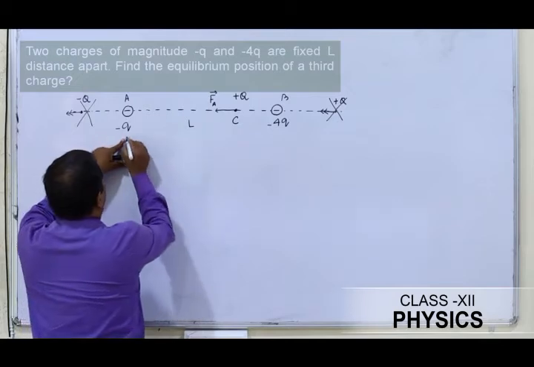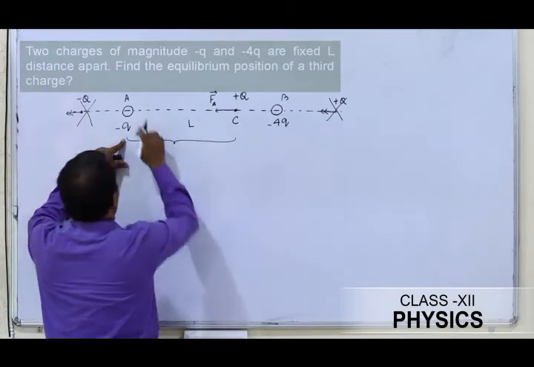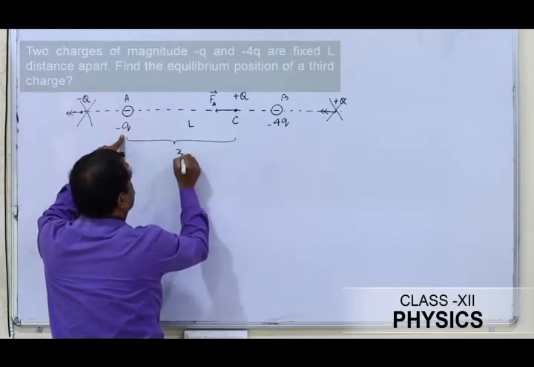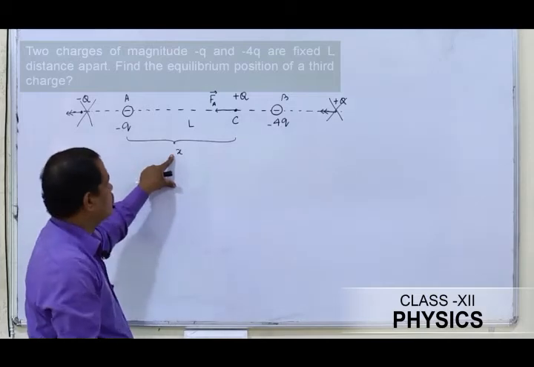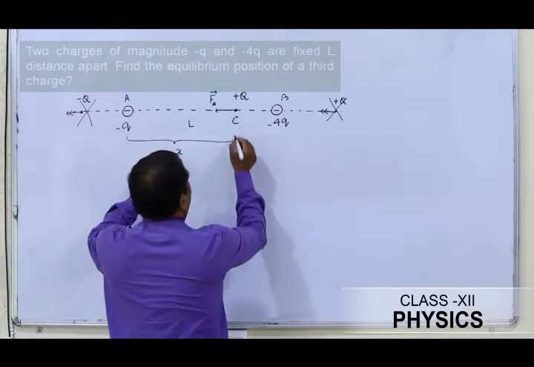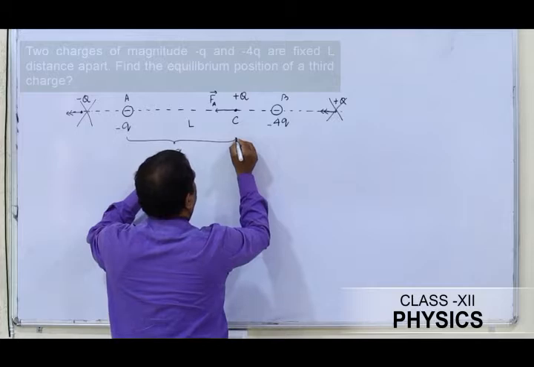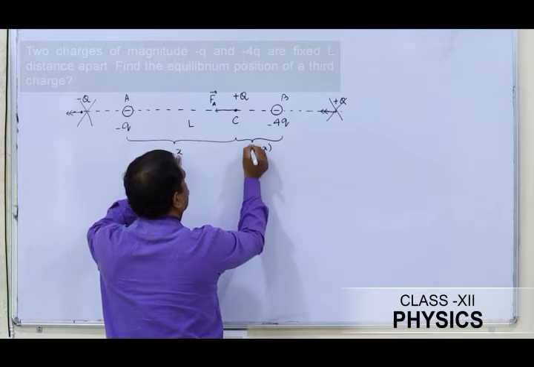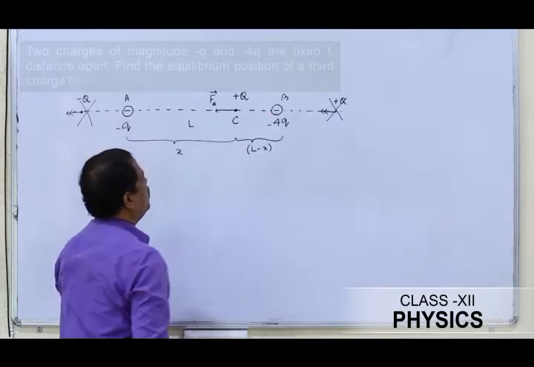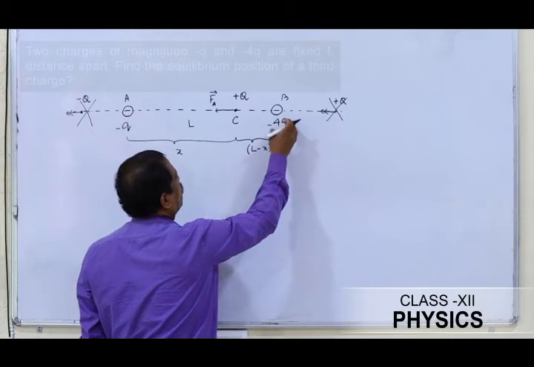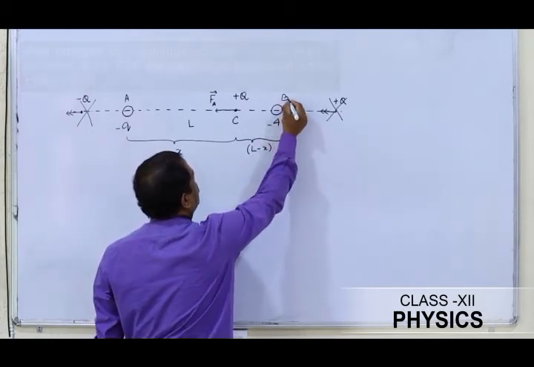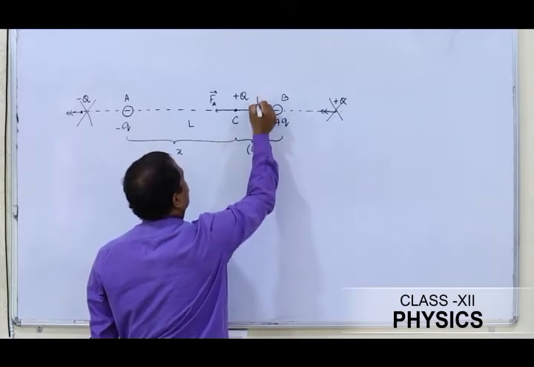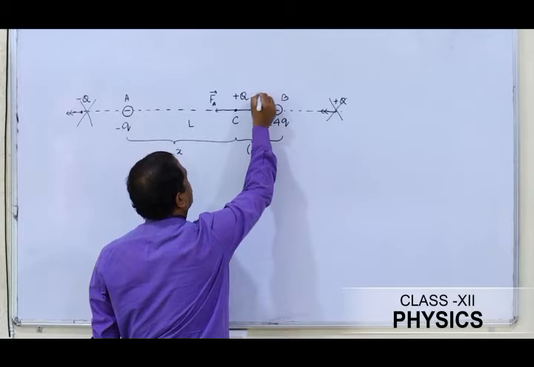Also let me say that the distance from charge minus Q at A to C is x. If this is the case, then do you think that the 4Q charge will be at a distance of L minus x from C? Because L is the total distance between A and B. Now, this 4Q charge placed at position B is going to exert an attractive force on this plus Q charge, and will be in this direction.